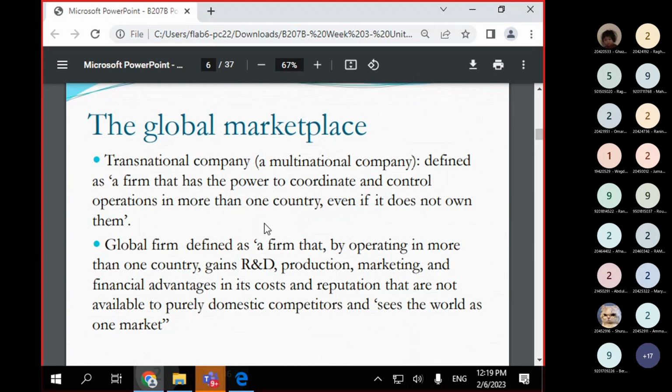Now here we have to stop at this point. We have to think why. What is your explanation? Why do these global organizations have this advantage? Can you explain why global organizations have R&D, production, and marketing advantages? They have to show their products to the world, but here we're speaking about a financial advantage. Why do they have advantage over local companies?